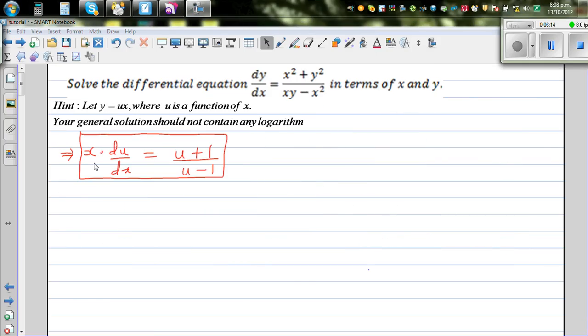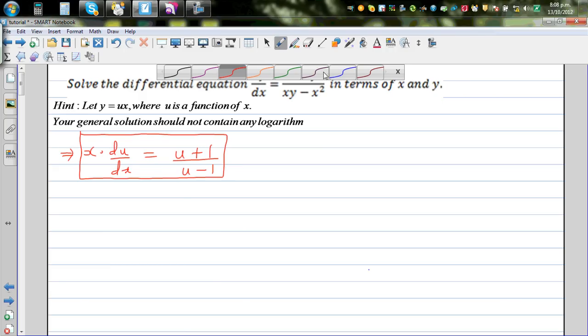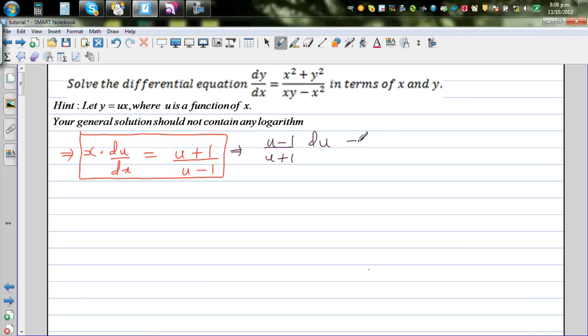So we stopped here. x times du by dx is equal to (u plus 1) over (u minus 1). Now we have reduced this in terms of x and u, so now we can isolate the x's and u's together. This implies, I'm doing a cross multiplication. So this is (u minus 1) over (u plus 1) du is equal to 1 over x dx.